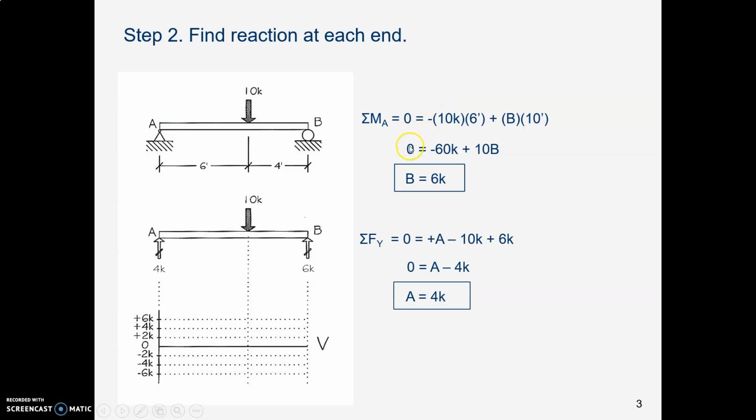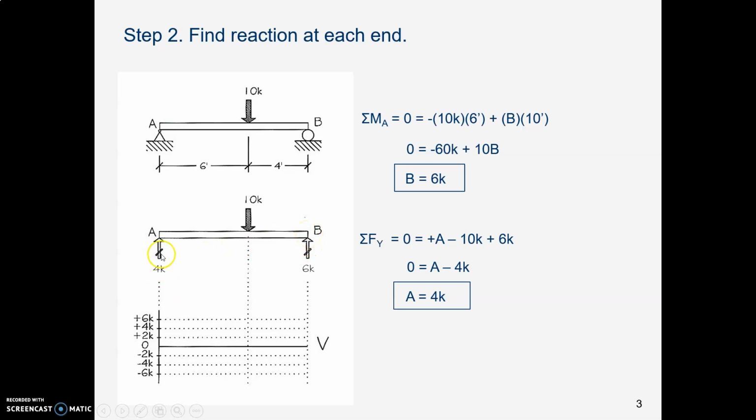So that gives me, when I smoosh the numbers together, 0 equals negative 60k foot-pounds plus 10b foot-pounds. And I add 60k to both sides, then I divide both sides by 10, and I find out that b is 6k pounds. I left out some steps here just in the interest of moving ahead fast. So I found b is 6k.